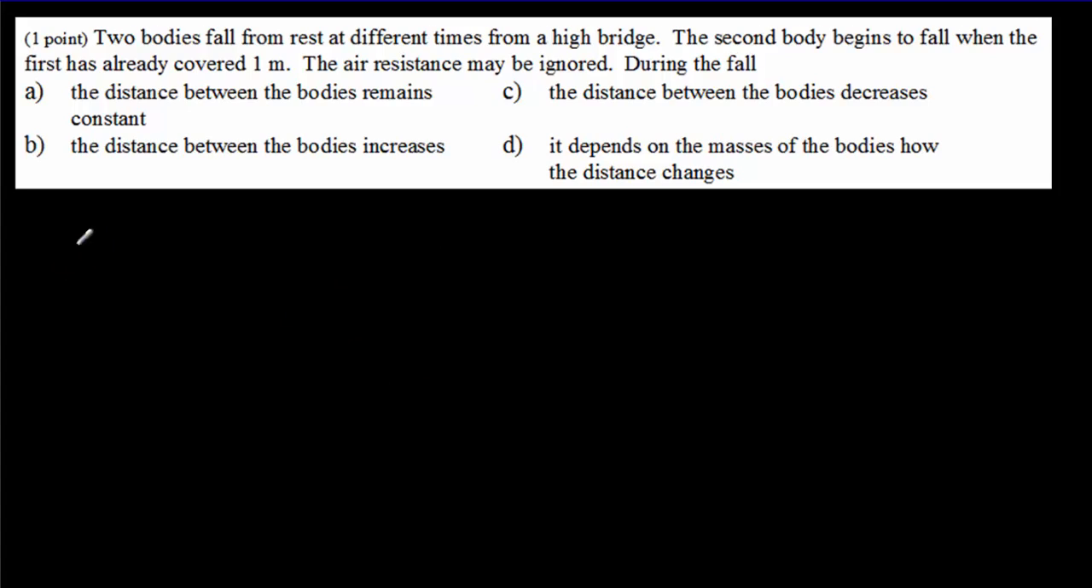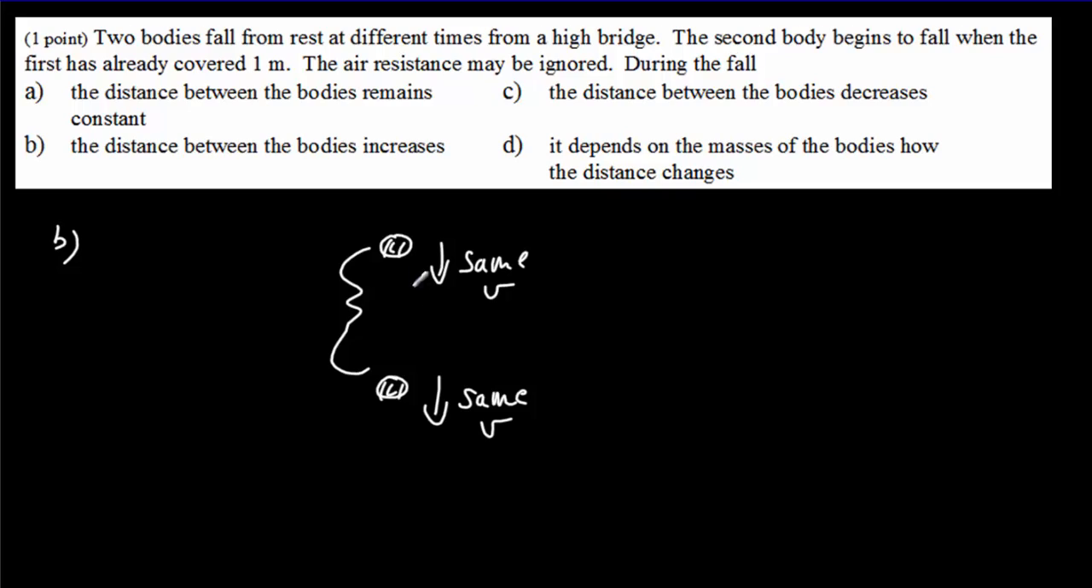Okay, so hopefully you said the correct answer would be B. And the reason for that is if we've got two bodies here, and let's give them both the same speed, then of course the distance between them is going to stay the same. But if these two objects are accelerating, then of course the one that's been accelerating for more time is going to have more speed. And the one that's been accelerating for less time will have less speed. And that means that the gap here is going to increase.